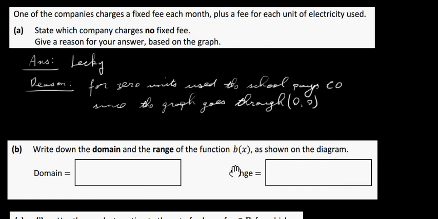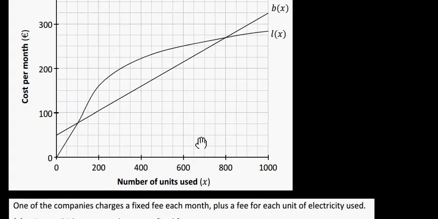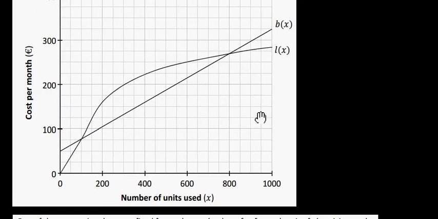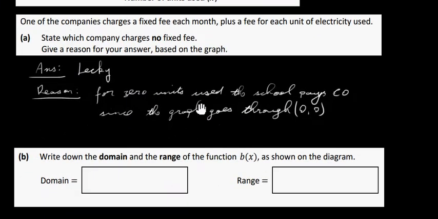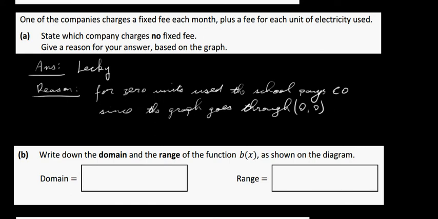Write down the domain and the range of the function b of x as shown on the diagram. So b of x here is this straight line. Now the domain then is the set of inputs. So the set of inputs here would be from 0 up to, you can see here, 1,000. So from 0 up to 1,000. So x would be greater than or equal to 0, less than or equal to 1,000.